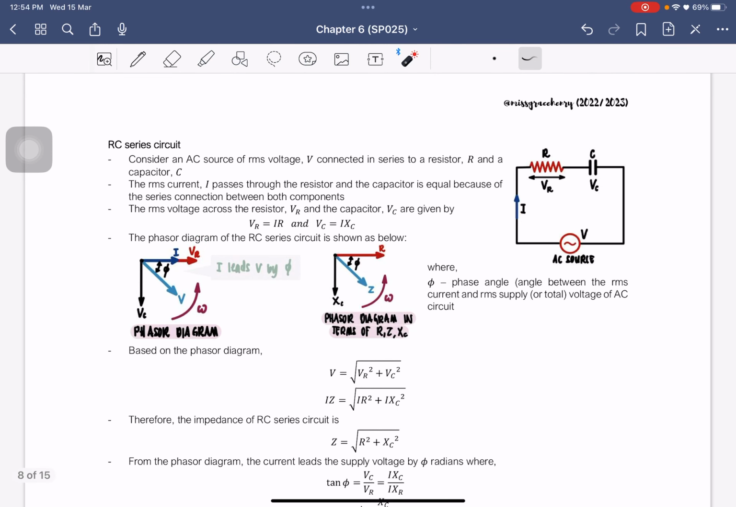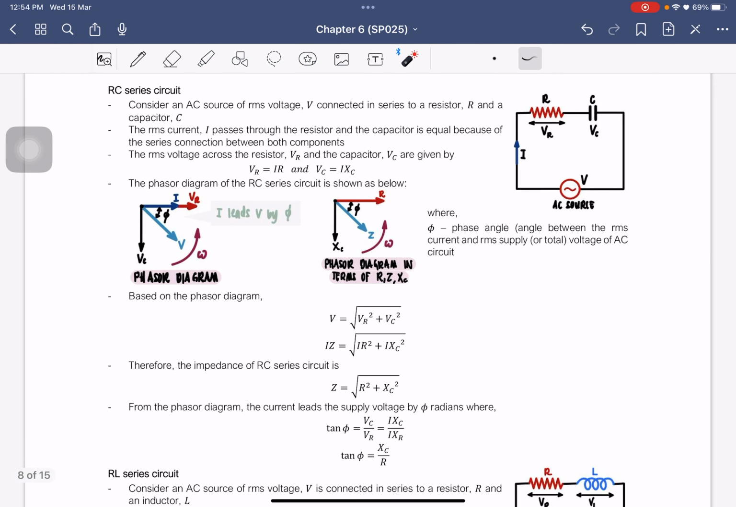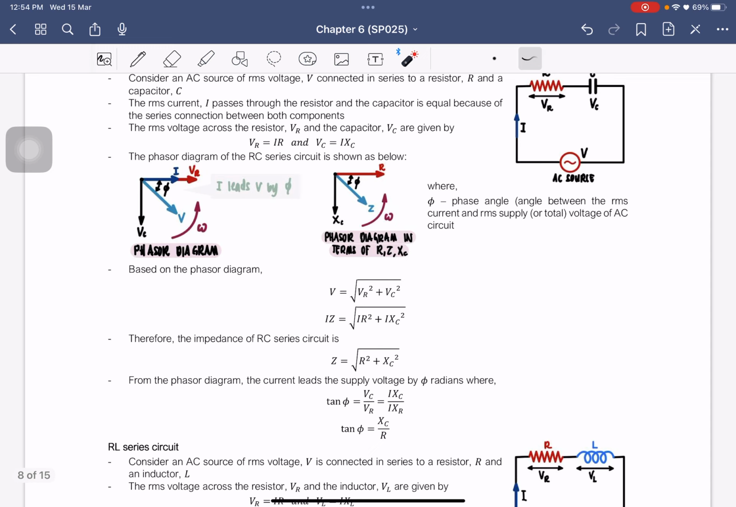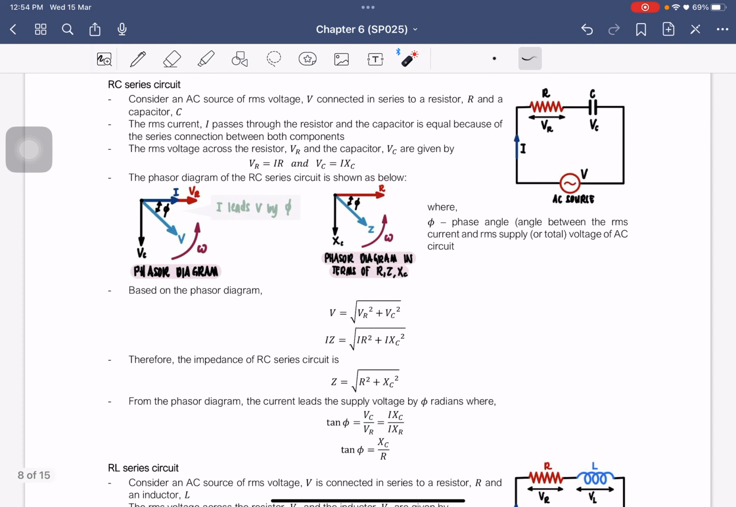So based on the phasor diagram, we can actually calculate the impedance of the RC series circuit, which is the one shown here. So from the phasor diagram, we can see that the current leads the supply voltage by phi radians, and we can calculate that using this equation here, right? So that is basically what you need to know for the RC series circuit lah. Apa yang kamu perlu tahu is kamu perlu be able to apply this equation. Draw the phasor diagram juga lah, okay?